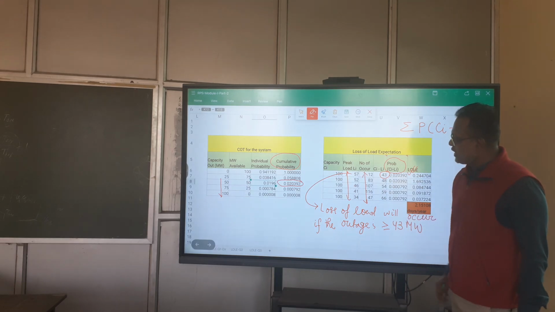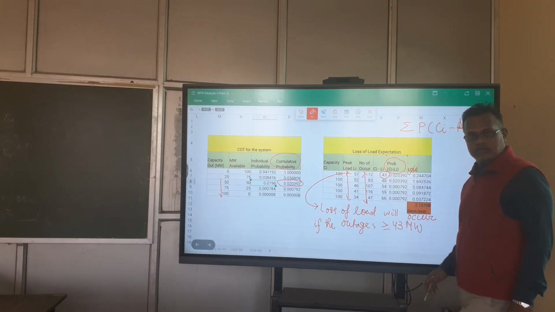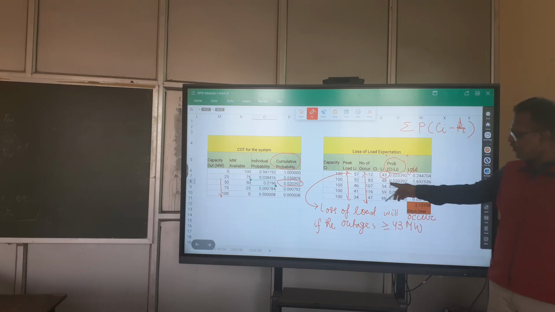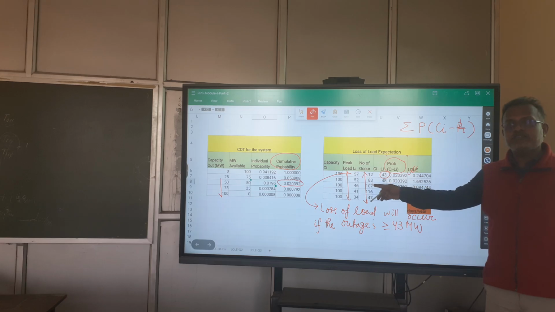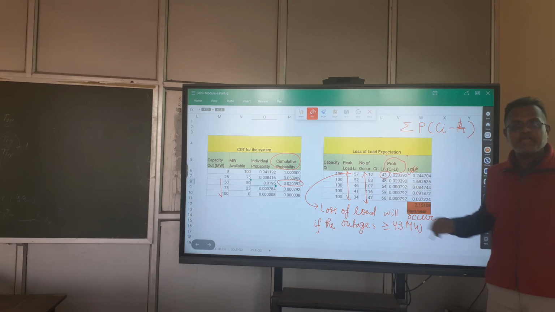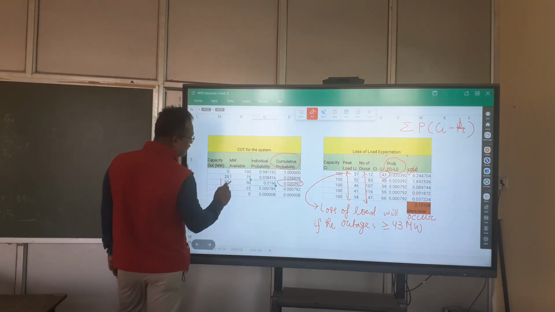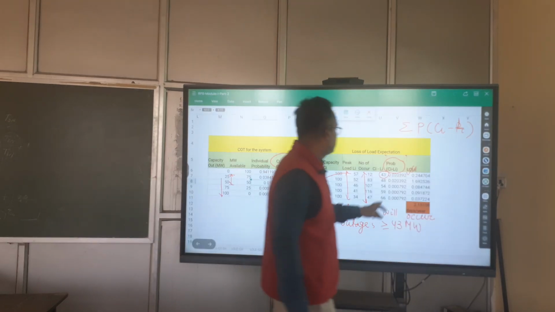Similarly, in the next case, the peak load is 52 megawatt. So what is the outage at which the load will be just met? That is 48 megawatt. If the outage is more than 48, it cannot meet the system demand. Now 48 again falls in this band, so we will take again 0.2039.